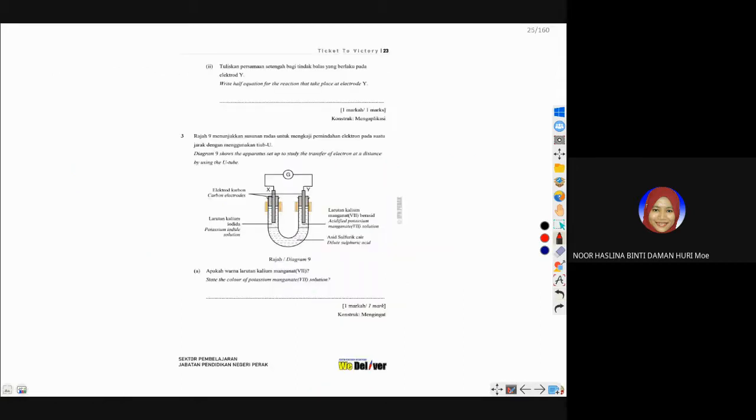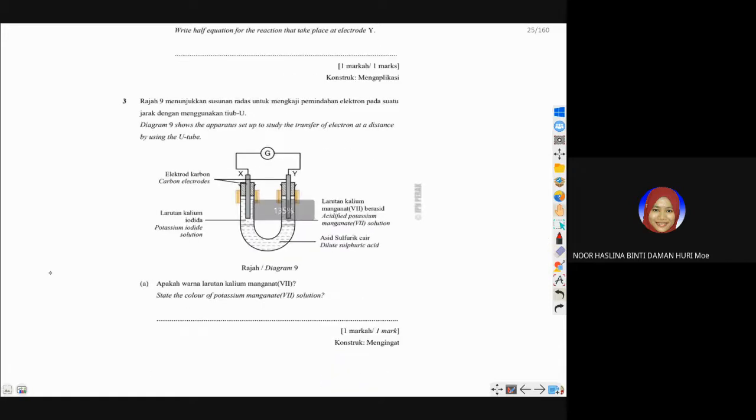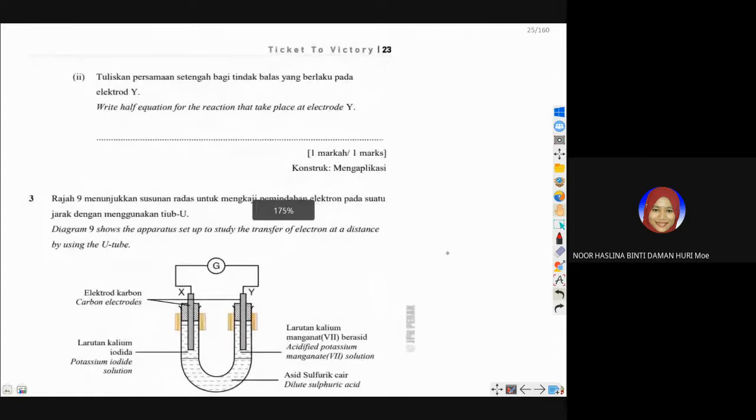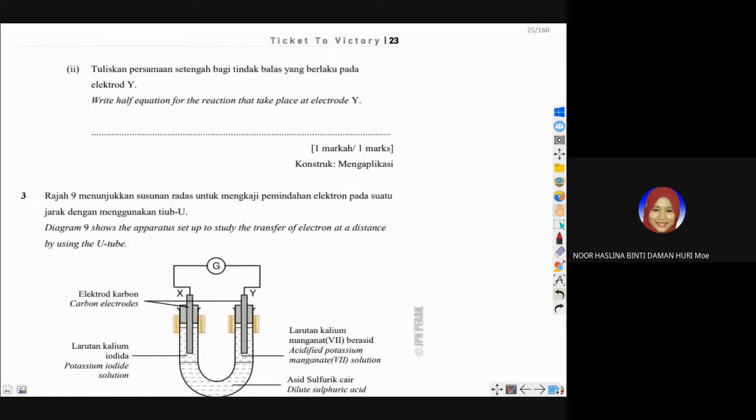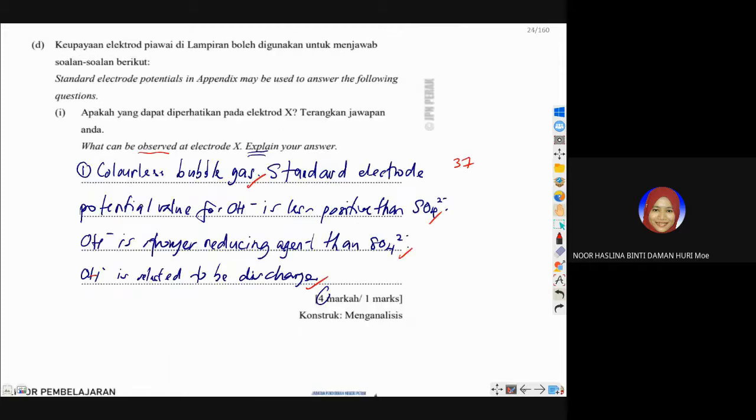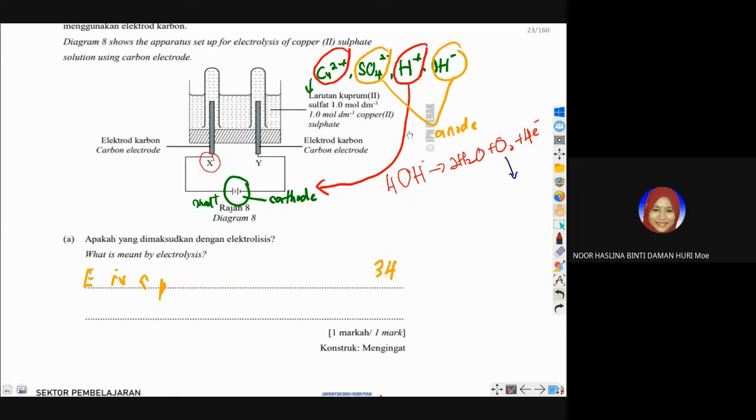Okay, lastly, untuk question ni. Okay, D, okay, now E. Write half equation for the reaction that take place at electrode Y. Electrode Y tadi adalah, tengok balik apa je electrode Y. Electrode Y is about copper dengan hydrogen. Nampak? Okay, electrode Y, Y is cathode. Cathode, cation. We have copper and hydrogen. Okay, copper ion and hydrogen ion.